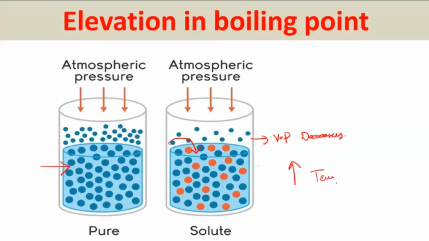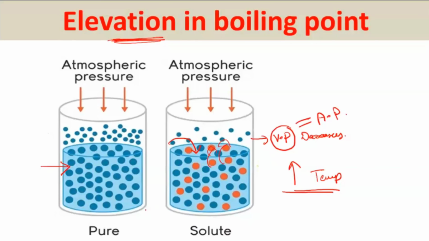That extra increase in temperature which you have given is itself the elevation in boiling point. Got the point? It is the extra heat I have supplied to make the vapor pressure equal to the atmospheric pressure. The solute particles are blocking the way, so if you want more vapor to go out, you have to increase the temperature.